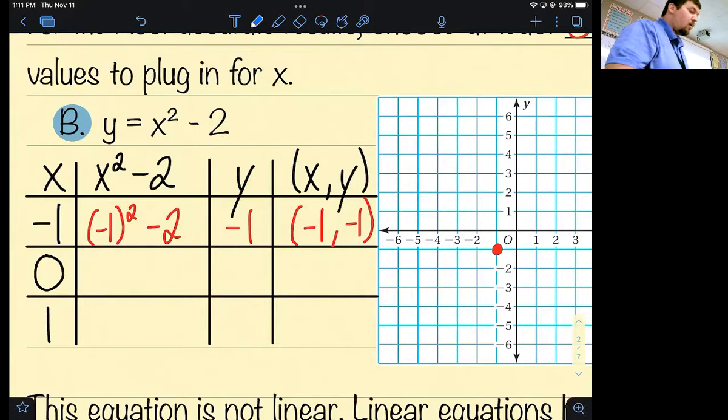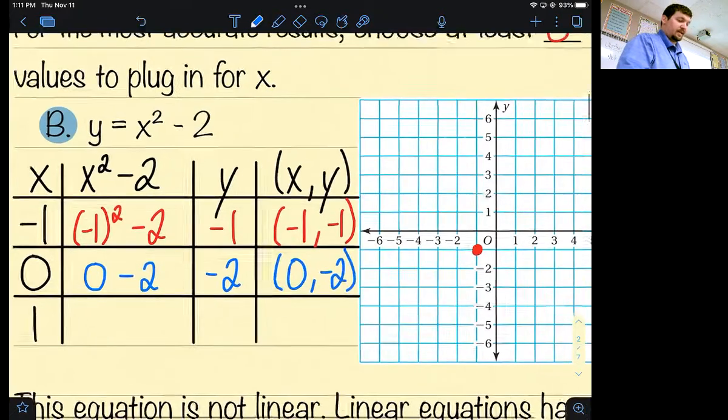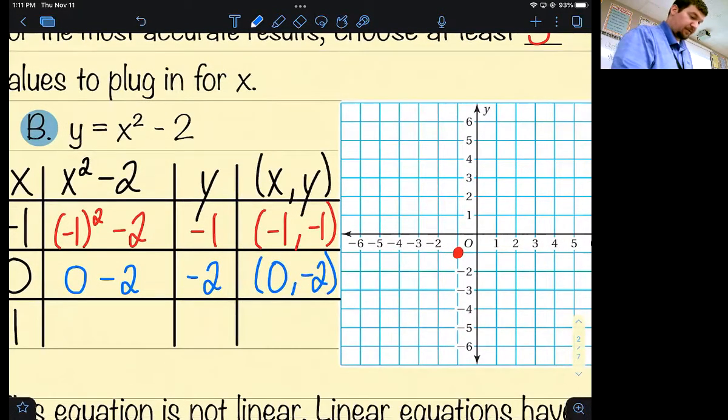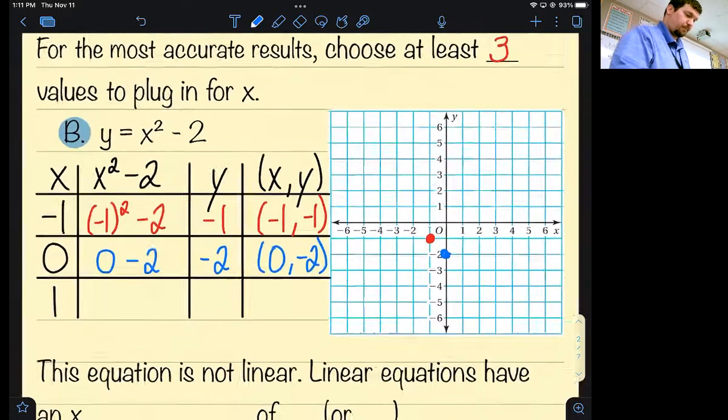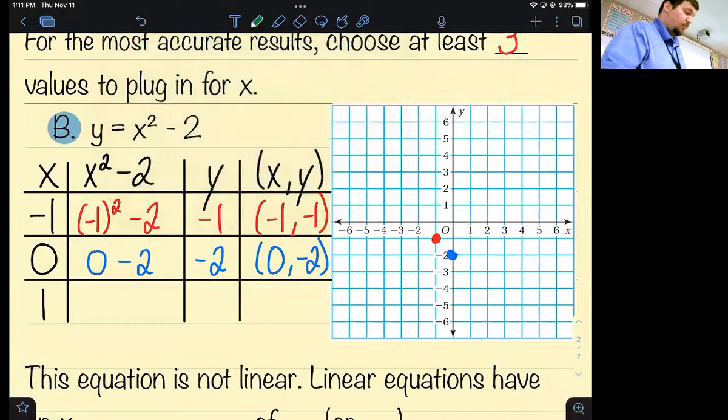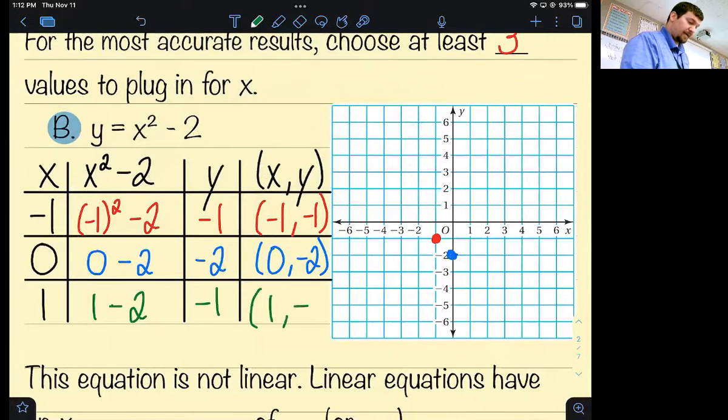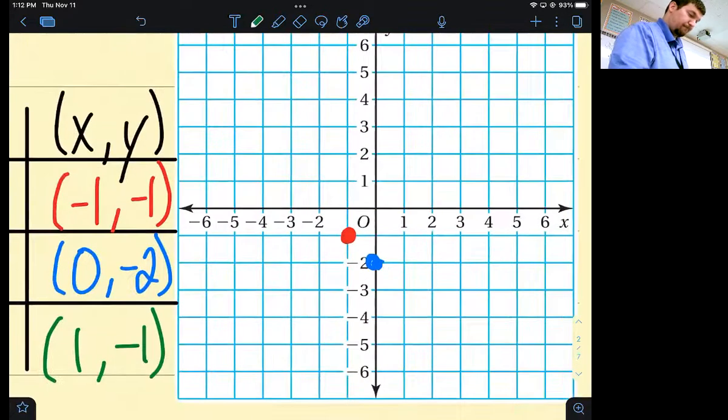Okay. What about when you plug in 0? What's 0 squared? 0. And 0 minus 2 is -2. So when I input 0 for x, that makes the y coordinate -2. So that means when x is 0 on this line, y is going to be -2. Okay, now we're going to plug in 1. What's 1 squared? 1 minus 2 is -1. So I input 1, I get a -1 for y. So graph 1, -1.